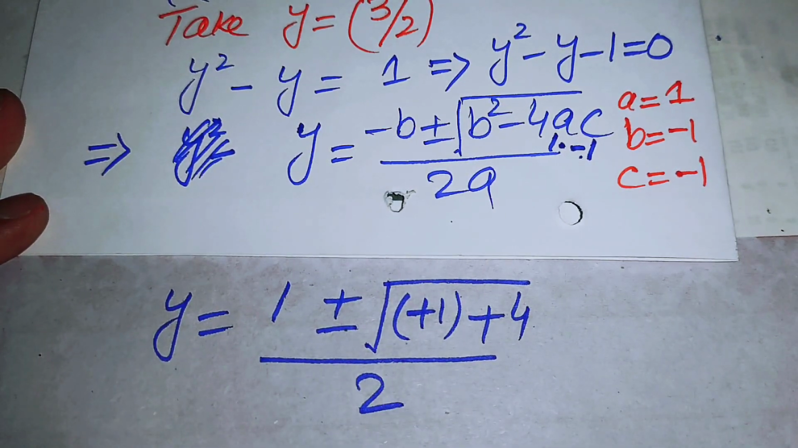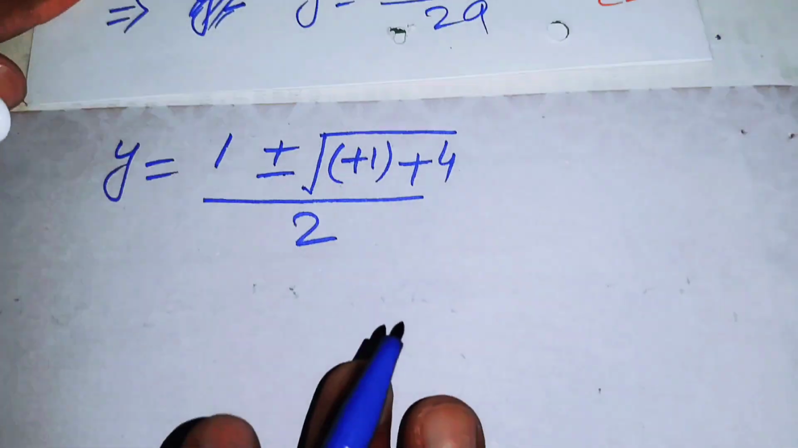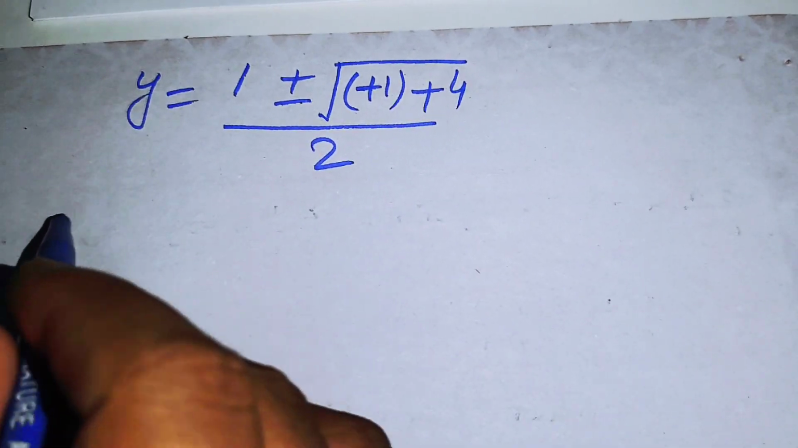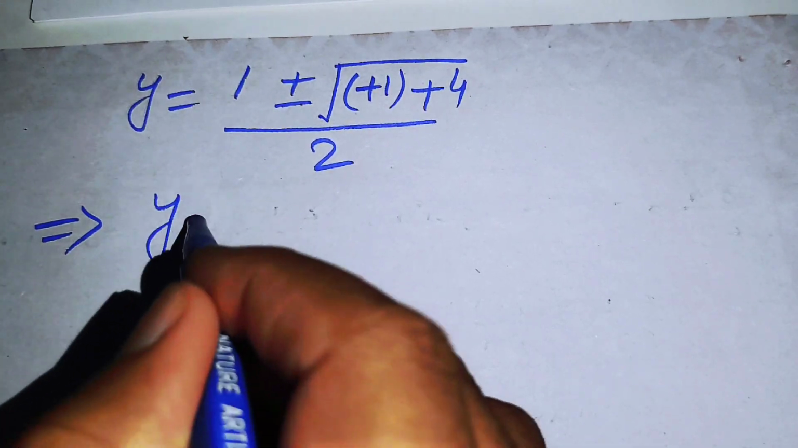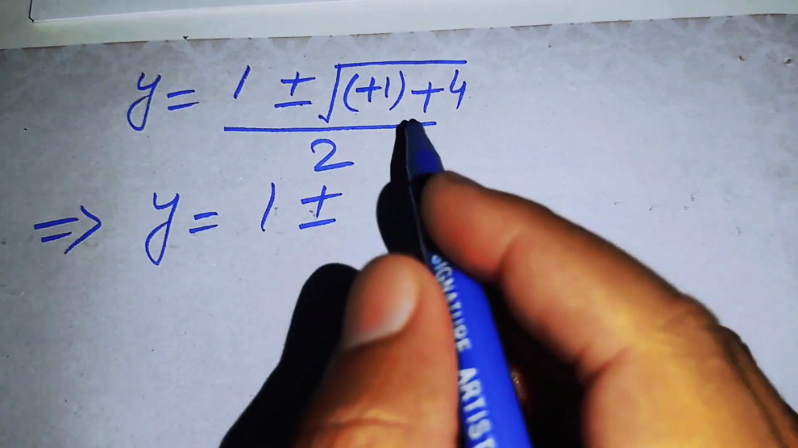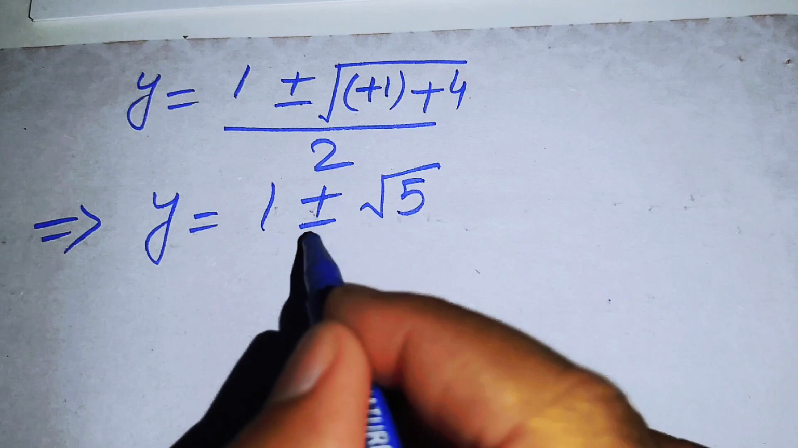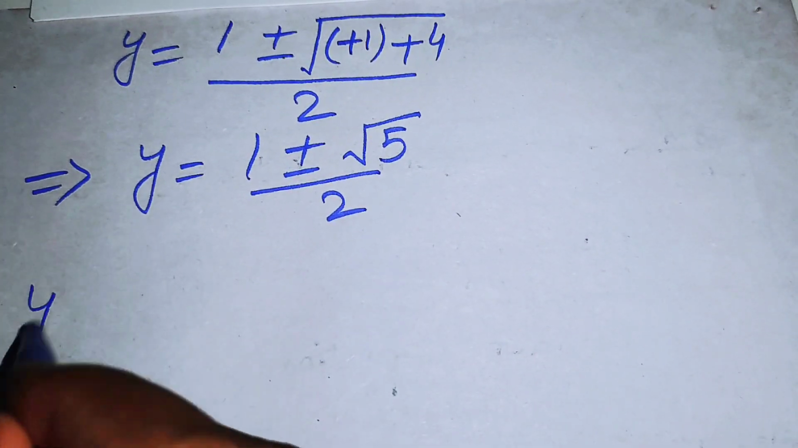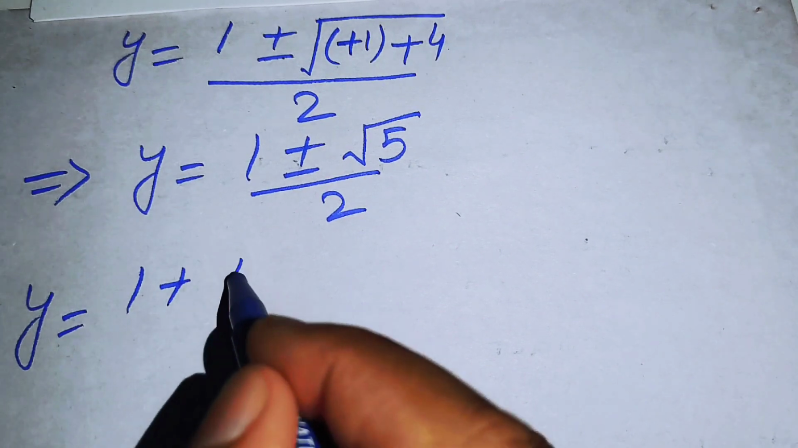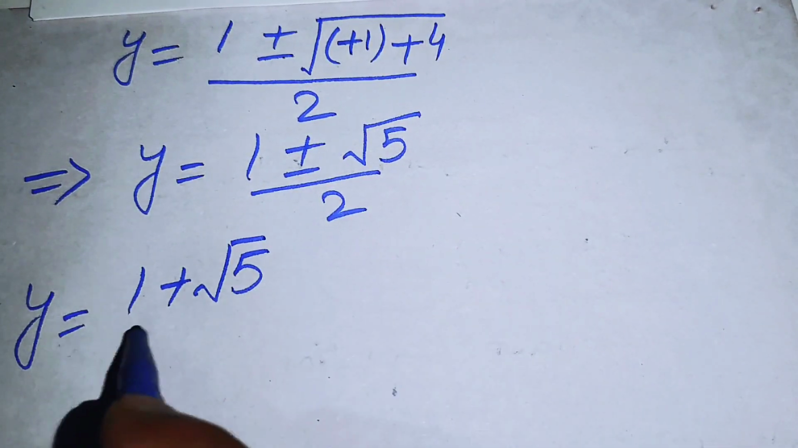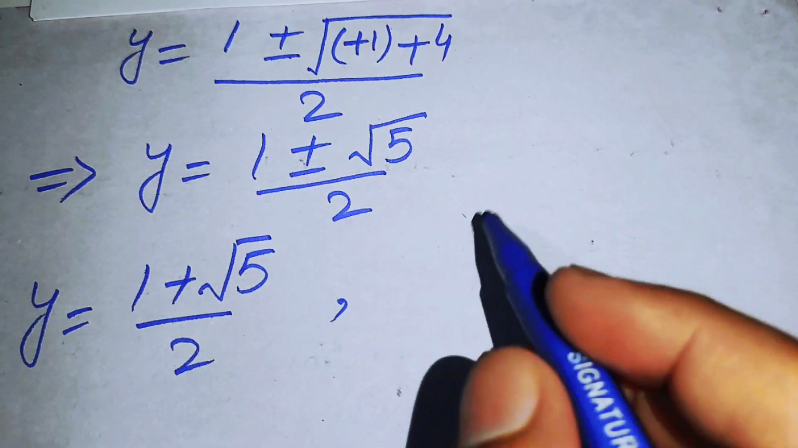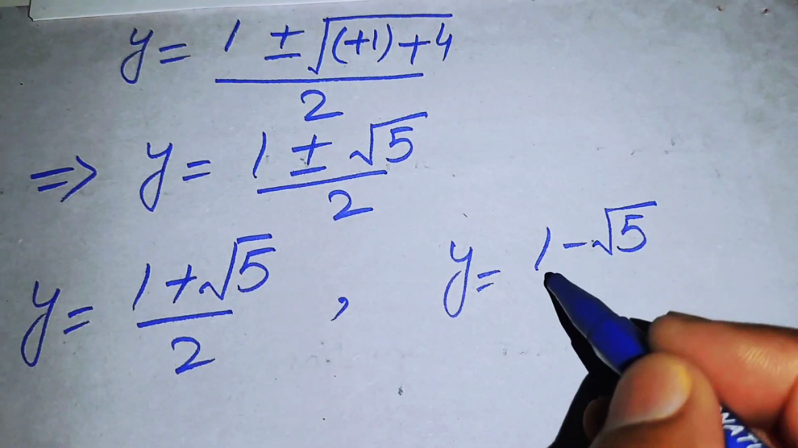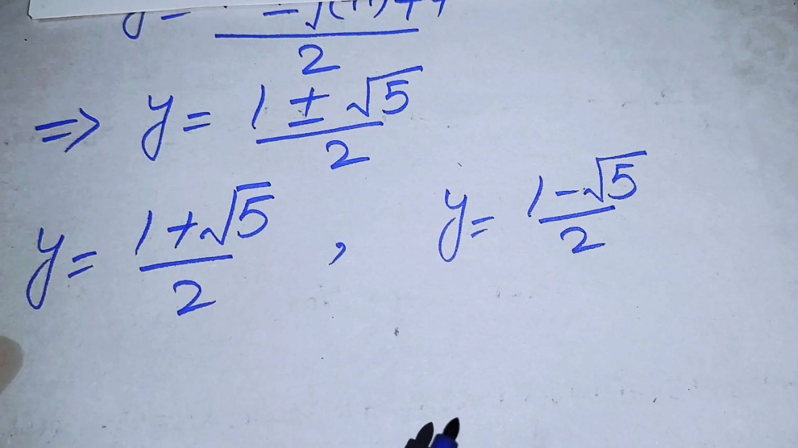and whole over 2. So now we simplify the term, and you get the output in the form of y is equal to plus minus square root 5 over 2. So here we have two cases. The first case is we take y is equal to 1 plus square root 5 over 2, and the other case is we take y is equal to 1 minus square root 5 over 2.